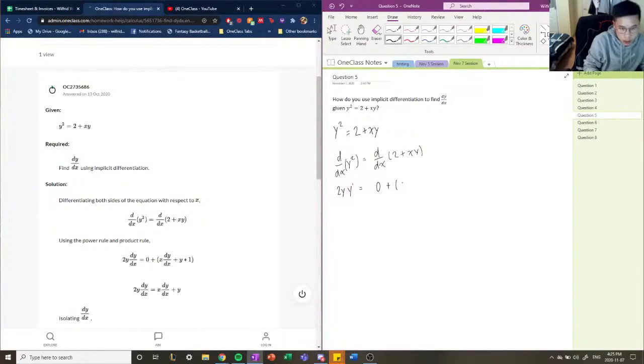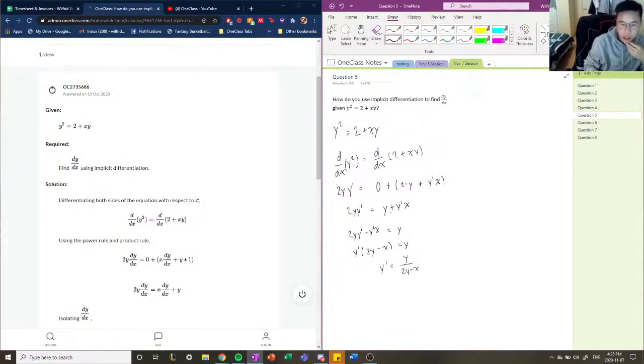So it's x prime, which is 1, times y, plus y prime times x. Okay. So now we're just left with 2y prime equals y plus y prime x. Okay, so we're going to isolate for y prime, which equals y. We're going to factor out y prime to have 2y minus x, and y prime equals y over 2y minus x.